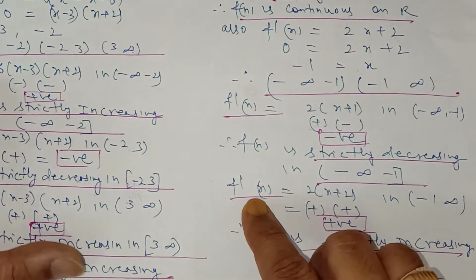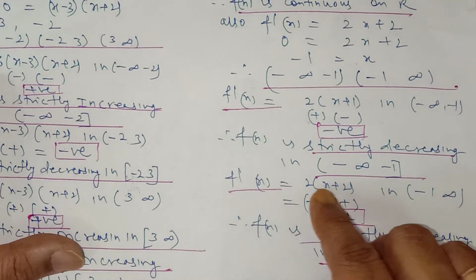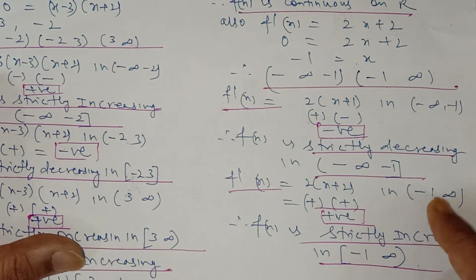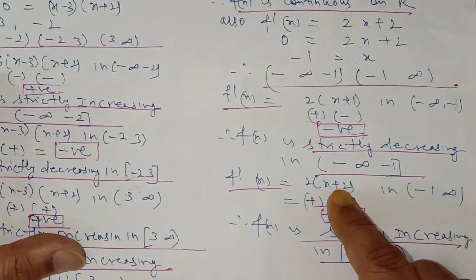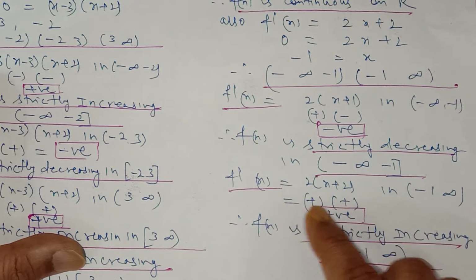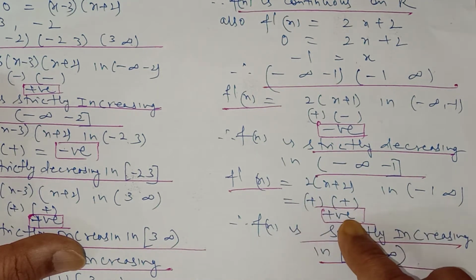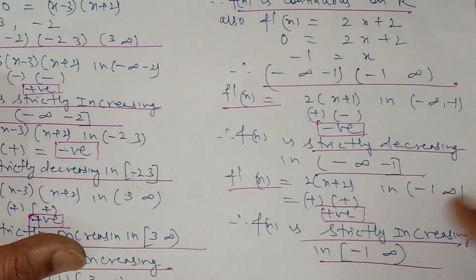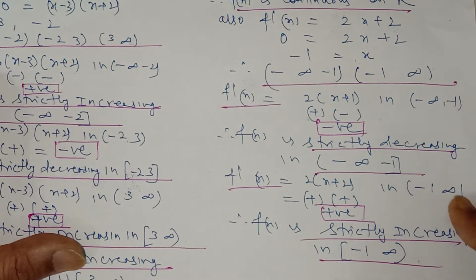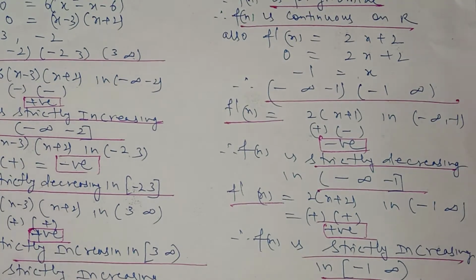Now let us take the second interval, f'(x) = 2x + 2 in the interval from -1 to infinity. Consider any value of x in this interval. Let us take 0. This bracket will be positive, 2 is positive, and both will be positive. So f(x) is strictly increasing in the interval -1 to infinity. So like this, you have to do these types of questions for increasing and decreasing functions.